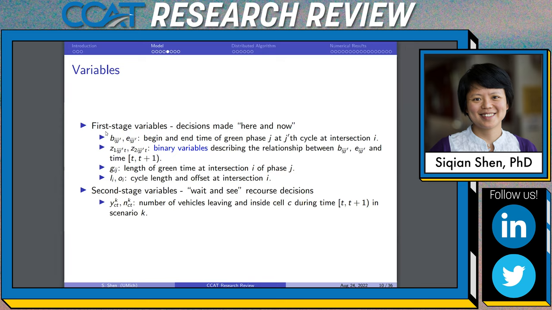So in the two-stage formulation, I have first stage variables, and those are my planning variables. Specifically, I'm planning the green time at each signal for different time periods. There are some direct decision variables you're making, and they could be the beginning and end time of the green phase at each intersection. But because you want to make sure the green times you give to each signal make sense, you need some sort of binary variable linking their relationship and making sure they're valid and logical.